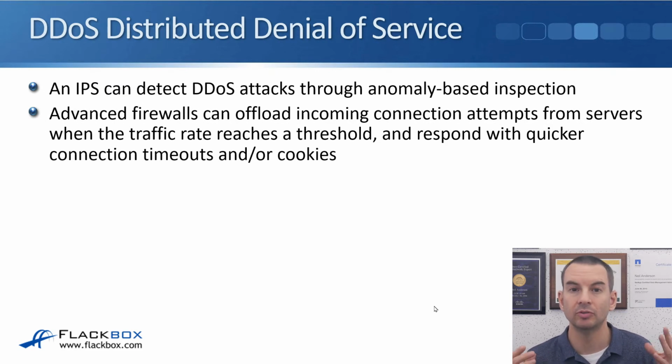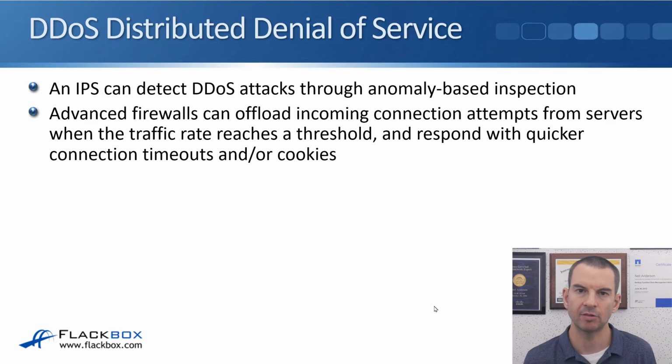Moving on to distributed denial of service. Again, we can use an IPS here. An IPS can detect DDoS attacks through anomaly-based inspection. Obviously, if you're under a DDoS attack, it's not going to be conforming to the normal traffic patterns that you would expect to see. Also, advanced firewalls like the Cisco ASA can offload incoming connection attempts from servers when the traffic rate reaches a threshold and respond with quicker connection timeouts and/or cookies.